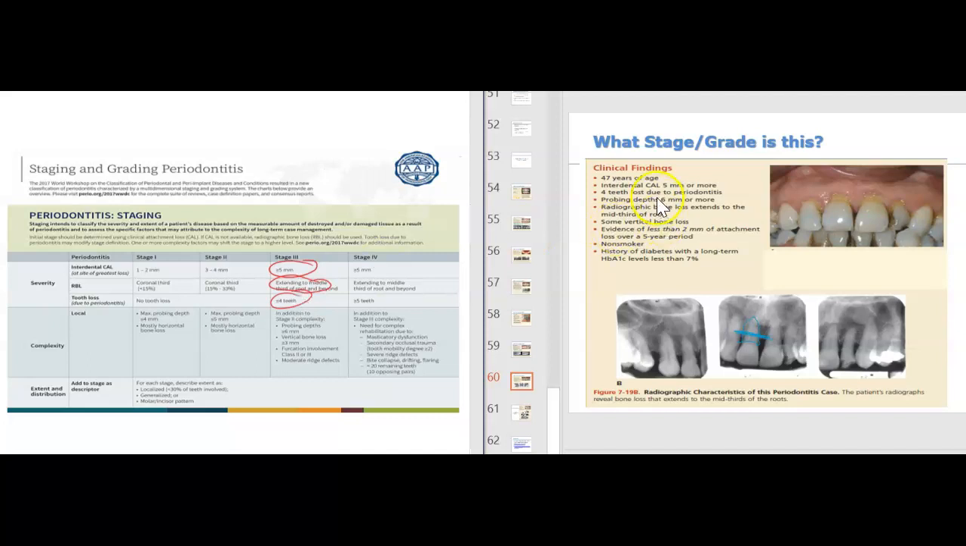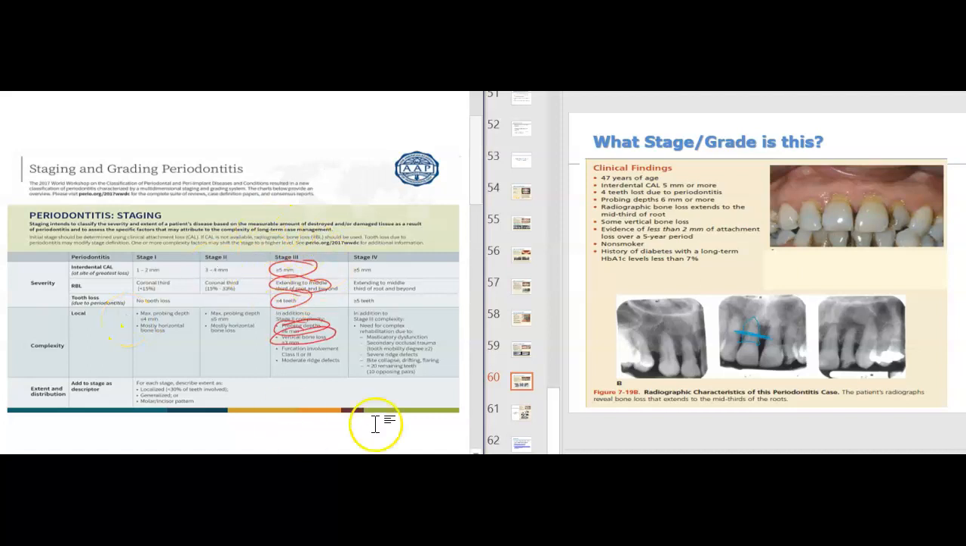Okay, let's move on. Probing depth, 6 millimeters or more. Let's hypothetically say that when we looked at all the probing depths, the highest one we saw was 6 millimeters. So not 4, not 5, the highest was 6 millimeters or more, so I'm going to circle that. Did we see vertical bone loss? Yes, it says there is some vertical bone loss, so we're going to circle that.